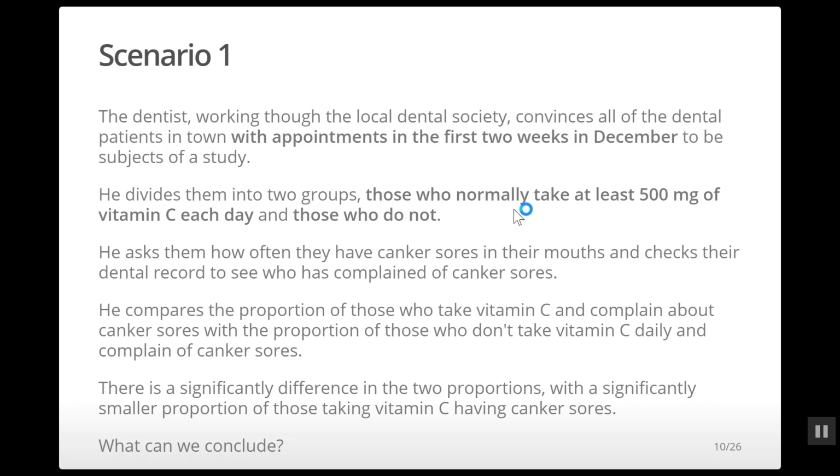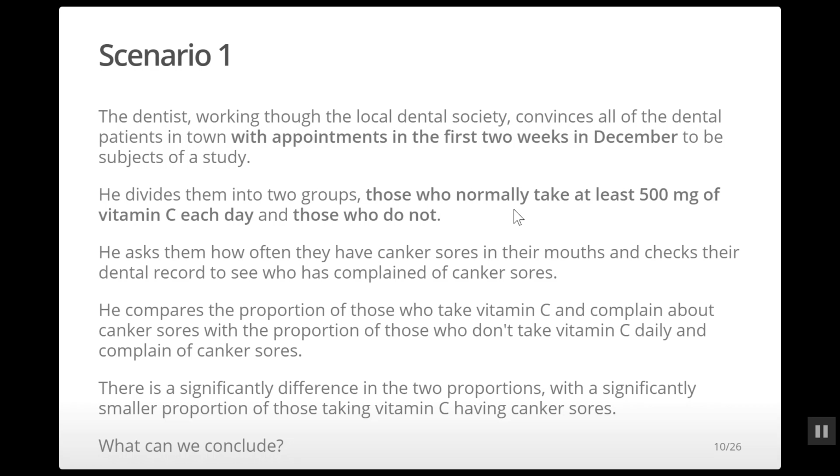He does the math. He finds that there is a significant difference in the two proportions, with a significantly smaller proportion of those taking vitamin C having canker sores. So he finds that those who take vitamin C have significantly fewer than those who didn't. Okay, so what can we conclude?